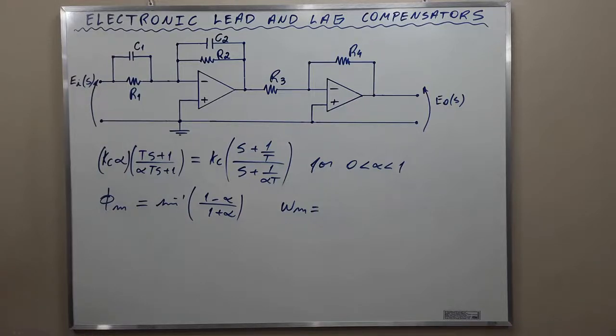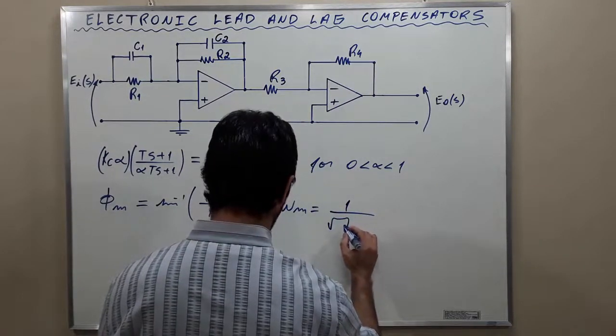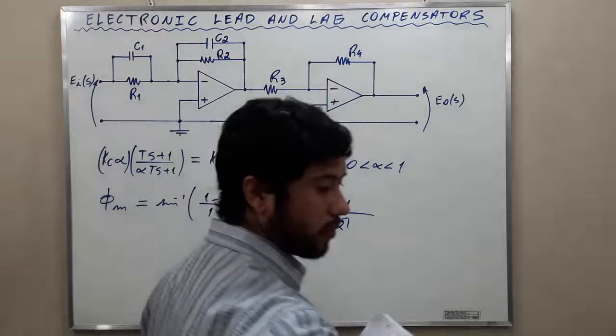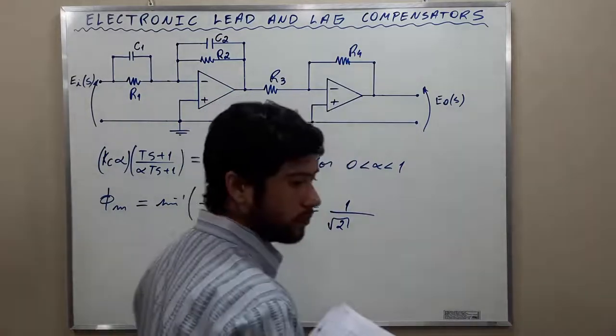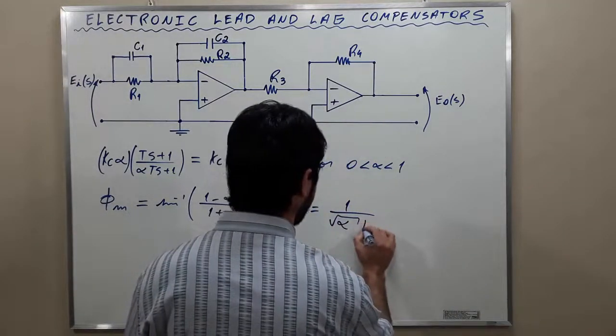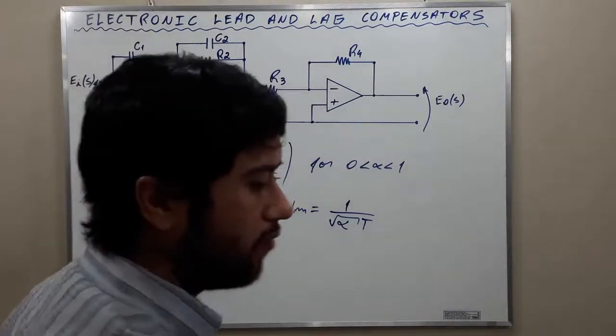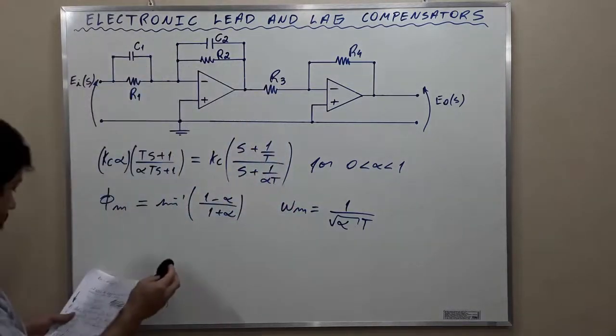And the frequency at which this occurs is 1 over the square root of alpha times T. Okay? Not 2. This is alpha. The square root of alpha times T. Okay? Now let's go to the exercises. We are going to solve one exercise here that involves all these concepts about phase shift. Okay? Provided by the phase lead compensator. Okay.